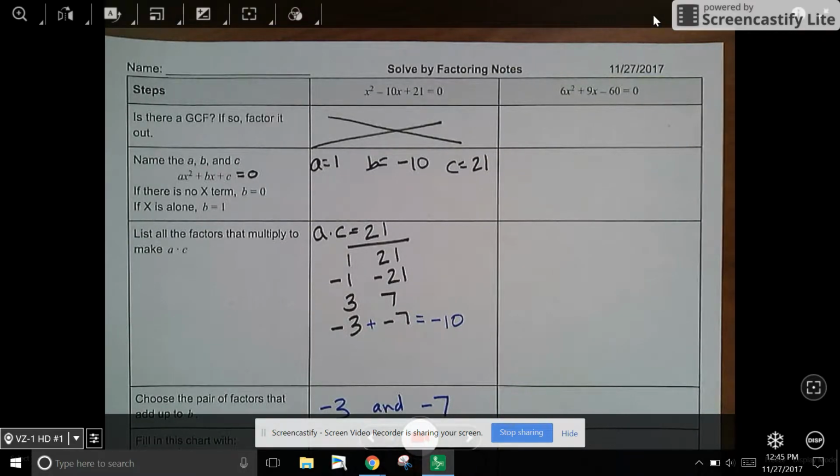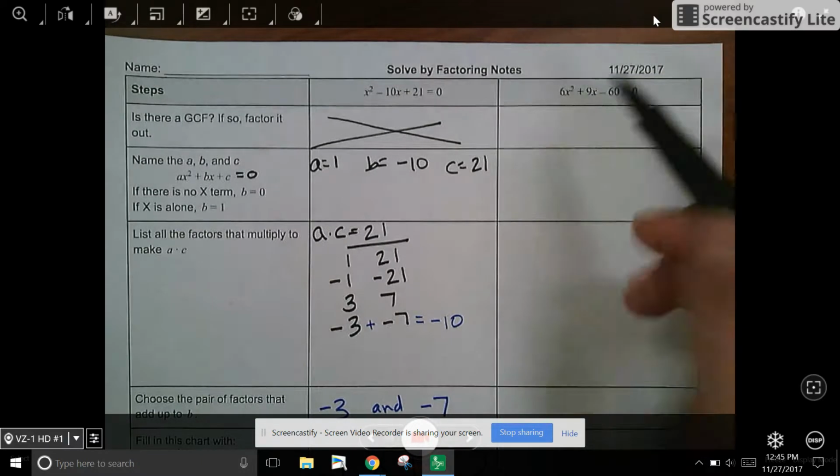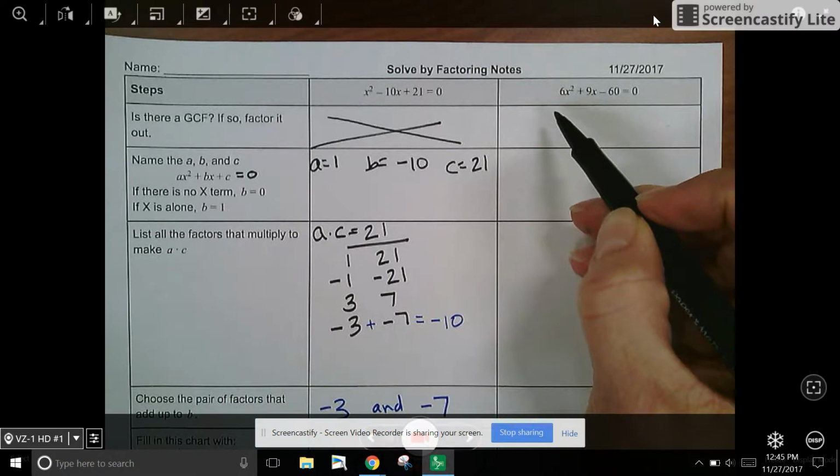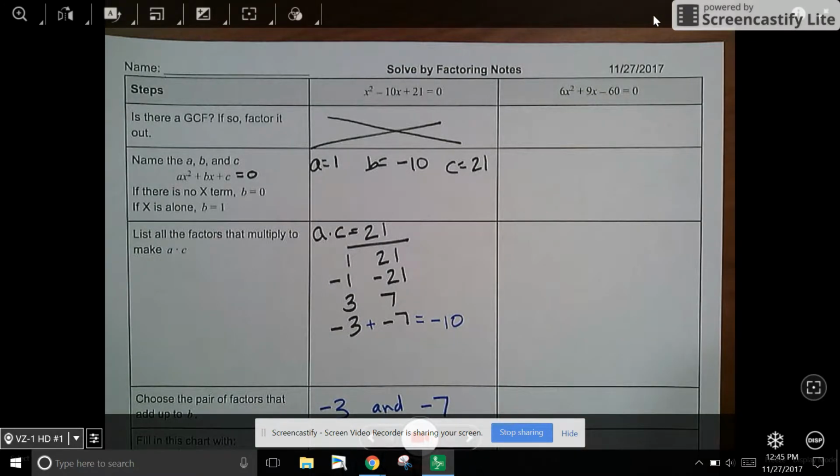Now we're going to look at example 2 and the solve by factoring notes. Example 2 is a little bit different. There is a number in front of the x squared. We have a 6 there. So we are going to look for a GCF, a greatest common factor.